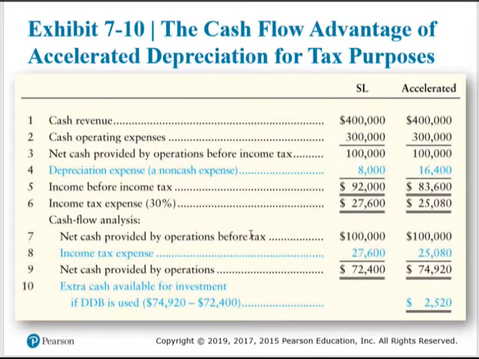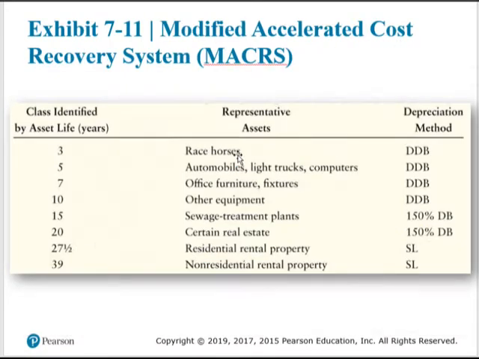This slide illustrates the modified accelerated cost recovery system. Actually, it doesn't. This shows cash advantages. This does. This is set up by the government. They send out a chart every year to companies that tells them what year an asset belongs to, how long they should depreciate it for, and then the method they should use for depreciation. So they don't really even have to calculate it themselves. They just can kind of look it up.